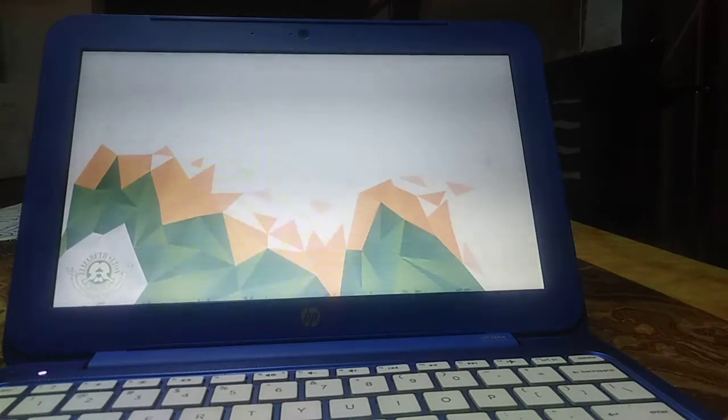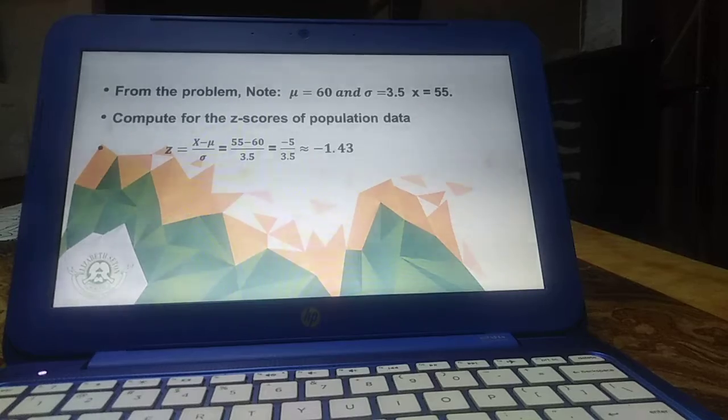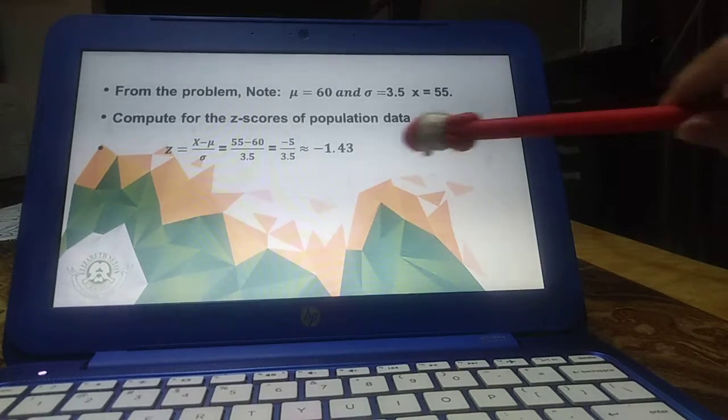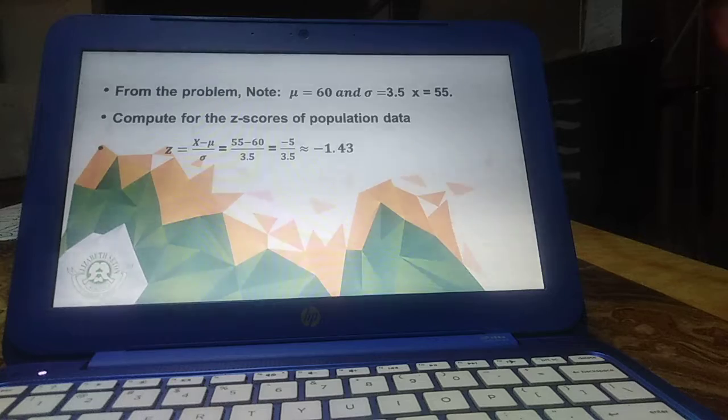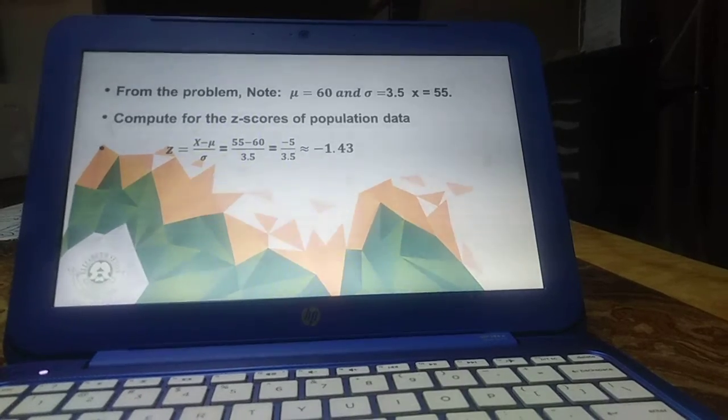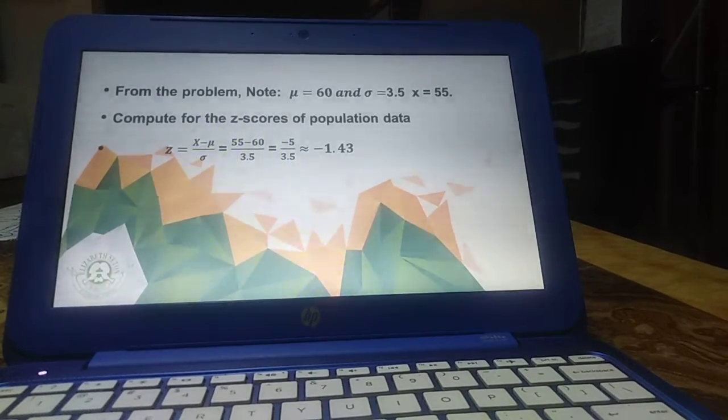Using the formula, the z-score can be solved by the given measurement, 55, minus the mean, 60, divided by the standard deviation, 3.5. This will give me negative 1.43. So from the table, we will now get the area if the z-score is negative 1.43. The area from the table is equal to 0.0764.